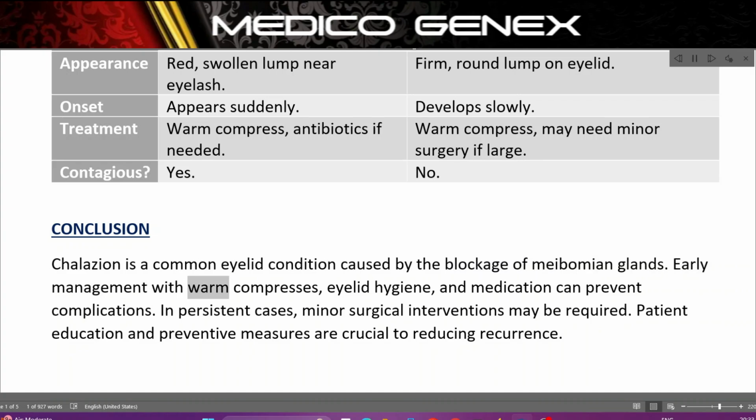Early management with warm compresses, eyelid hygiene, and medication can prevent complications. In persistent cases, minor surgical interventions may be required. Patient education and preventive measures are crucial to reducing recurrence.